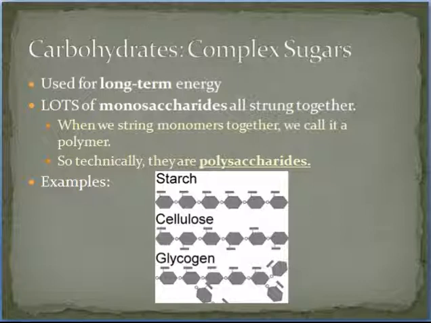We have some examples here. You can sort of see the ring with stuff like starch, cellulose, glycogen, and you can see how they're a little bit different from each other, but they're still essentially monosaccharides all strung together in some way.